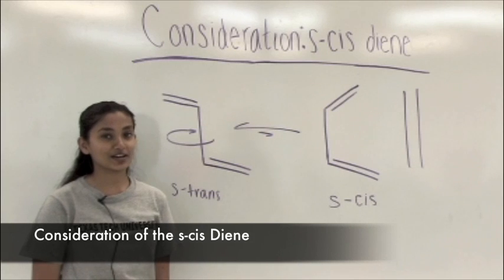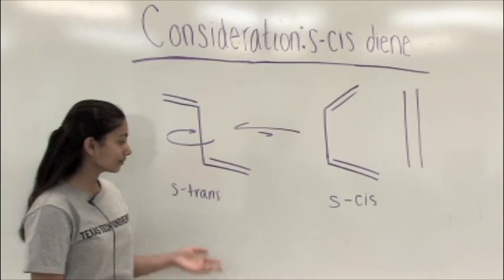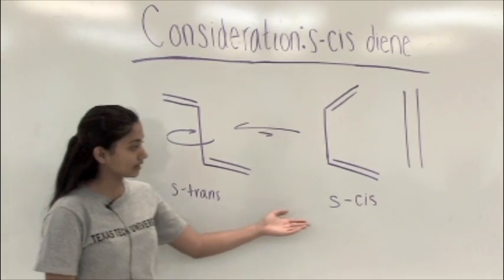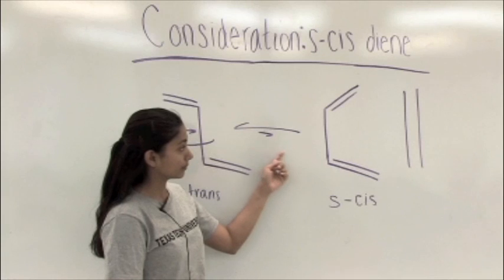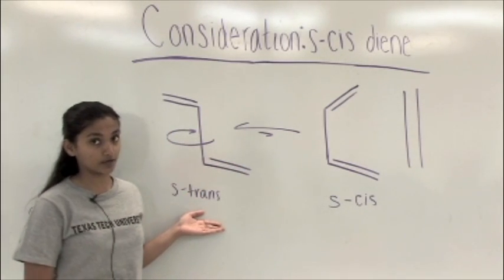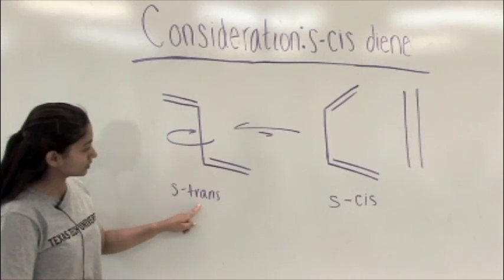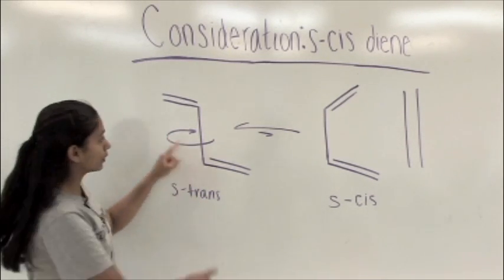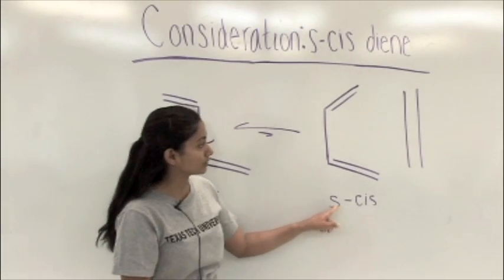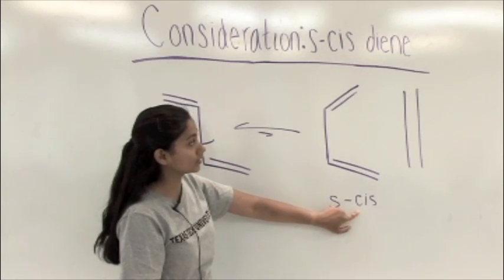A major consideration of the Diels-Alder reaction is the conformation of the diene. Here we have 2 extreme conformations, the S-trans and the S-cis, represented here in equilibrium, with the diene more likely to be in the S-trans conformation. S here stands for single bond, and trans stands for the alkenes pointing in opposite directions. In the S-cis designation, S once again stands for single bond, and cis stands for the alkenes pointing in the same direction.